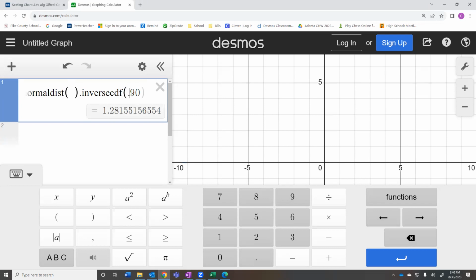Just 0.9 would give you the same answer, yes. So we see that we get a Z-score of 1.28. So this Z-score of 1.28 would be representative.